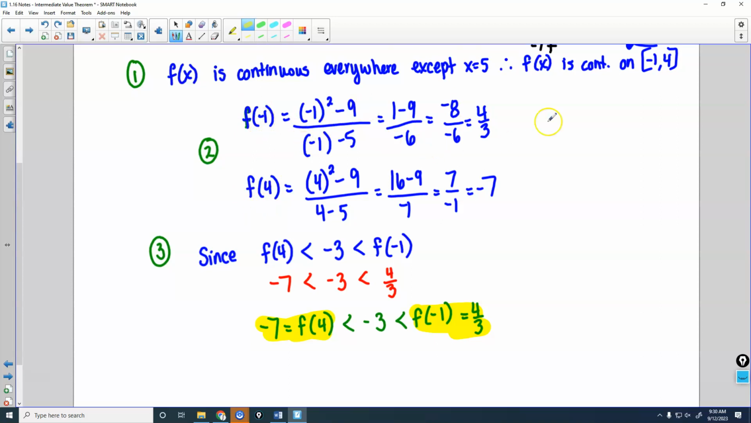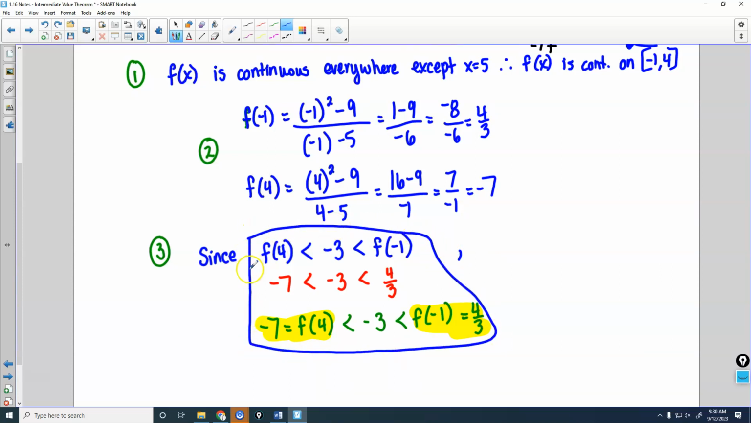If you just did your work up here, if you didn't write this stuff and you just got 4/3 and -7, and then you go down here and write this without showing it's f of 4 and f of -1, not going to give you credit because you're not showing it's at those points that we're concerned with. So make sure that you label everything. If you're plugging 4 into an equation, you need to show that you're doing that by doing f of 4 for that.